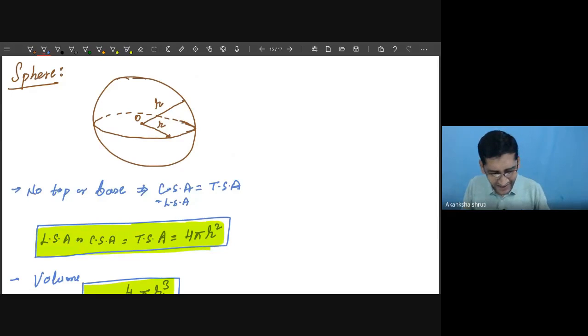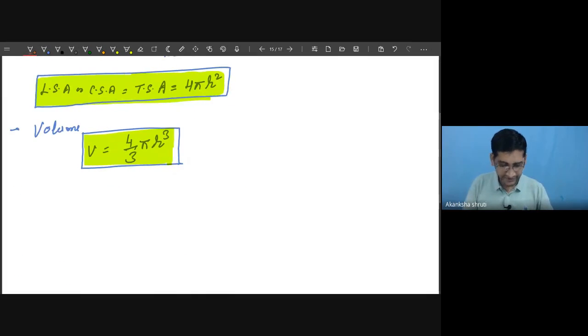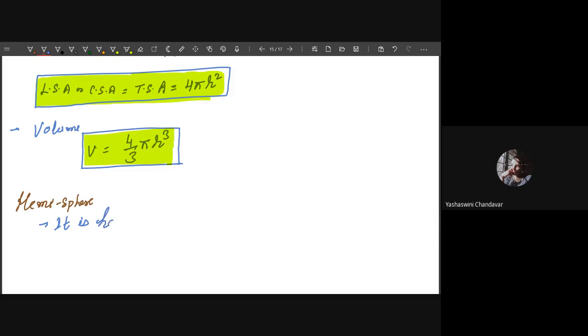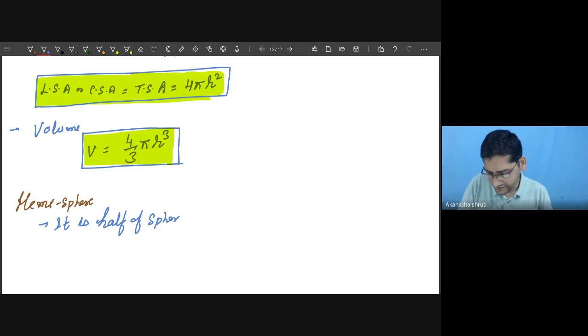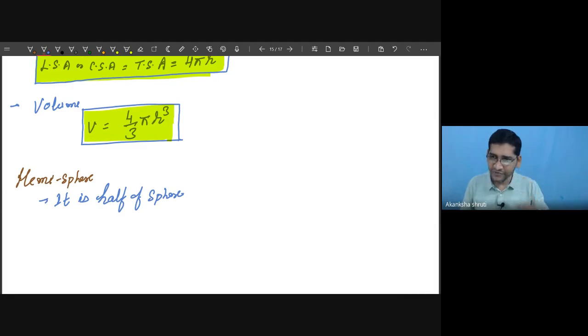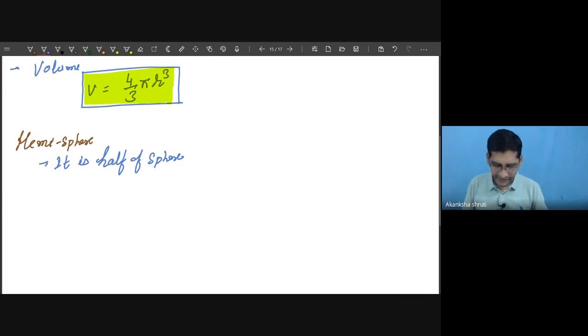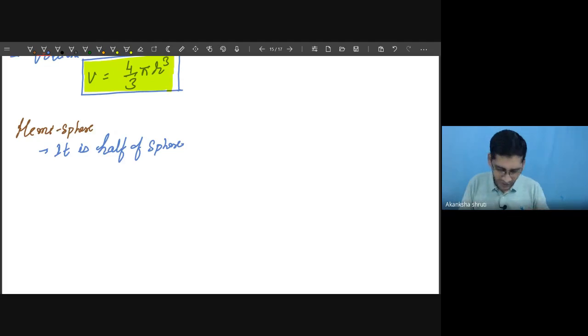Another one is called the hemisphere. Let me write that one also. Hemisphere. Hemisphere is nothing but half of a sphere. Half of a sphere. Very good. So how can this half of a sphere be obtained? By dividing the sphere into two equal parts.